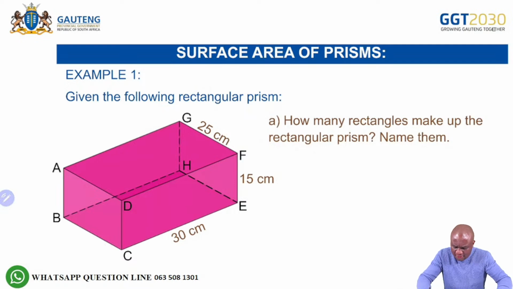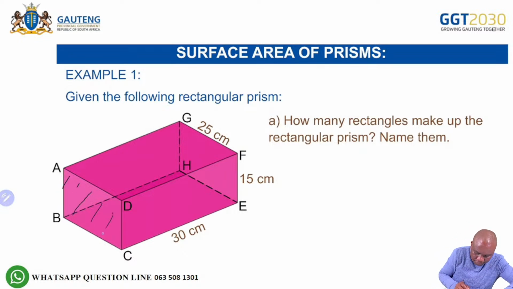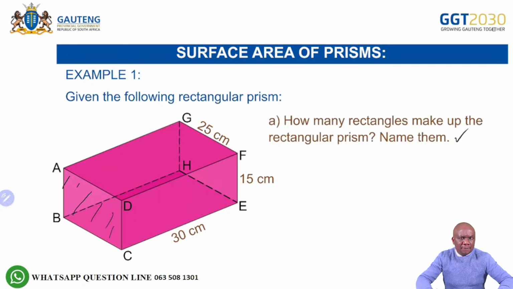How many rectangles make up the rectangular prism? And then after that, I want you to name them. How many rectangles do you see in this rectangular prism? After that, name them. When I say name them, I can give you one example. Like this one, this rectangle is ABCD. That's rectangle ABCD. So answer the question: how many do you see? And then after that, name them. You have 2 minutes. Let's try.